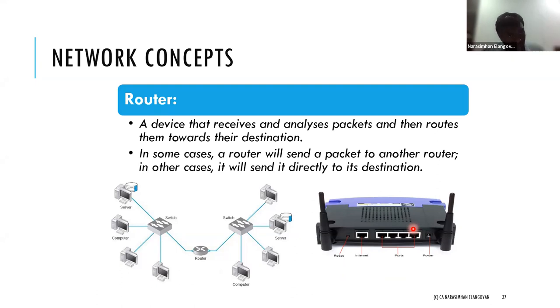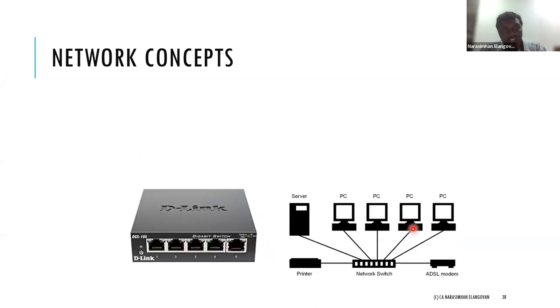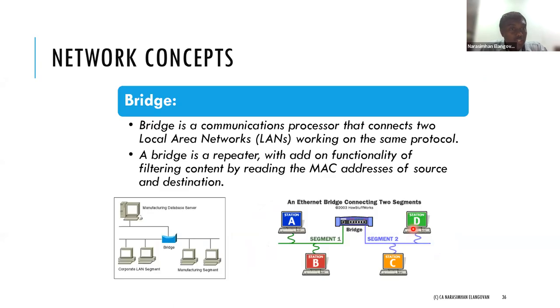Example, office in Bangalore, office in Chennai. Both of them are my own offices and I want to get connected. We use a router, right? So most of your internet, powered by optic fiber cable, goes through a router. Of course, that's another day's discussion. The most popular question: distinguish between a bridge and a router, in terms of an MCQ.